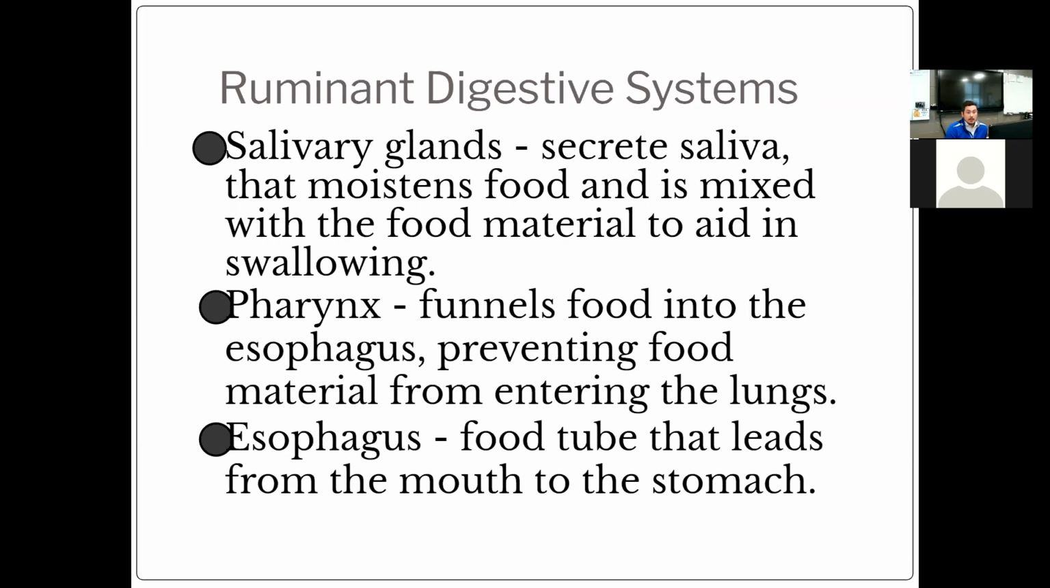Our salivary glands, located outside of the mouth, secrete saliva that moistens food and is mixed with the food material to aid in swallowing, which allows this whole process to happen. The pharynx, which we talked about just a minute ago, funnels the food into the esophagus. This is the flap that causes food to go through our esophagus when we swallow and not down the trachea and into our lungs. This goes for both monogastrics and polygastrics.